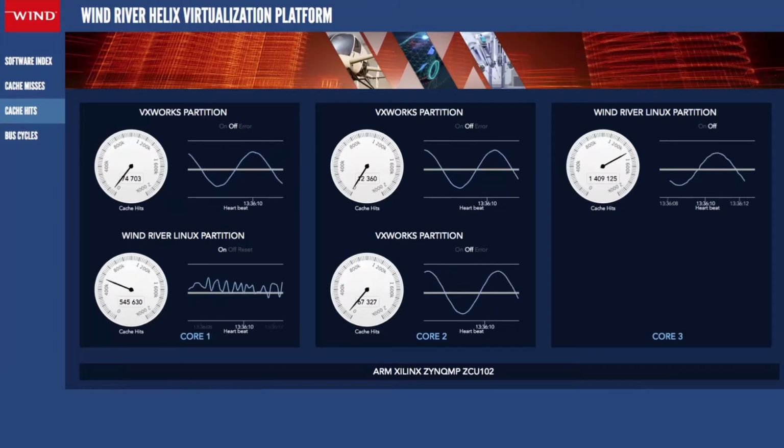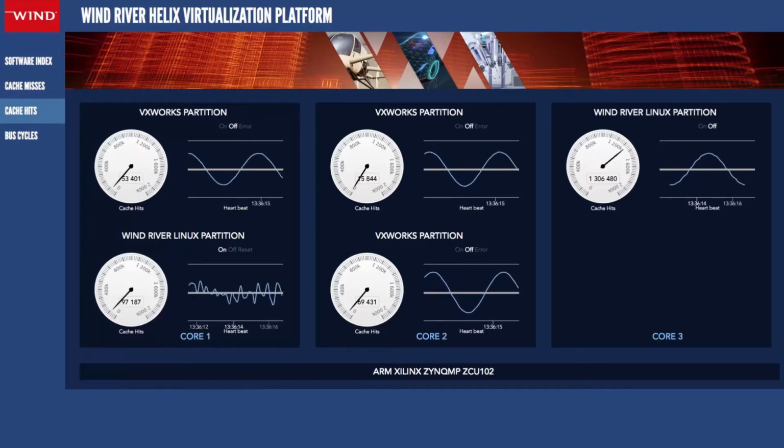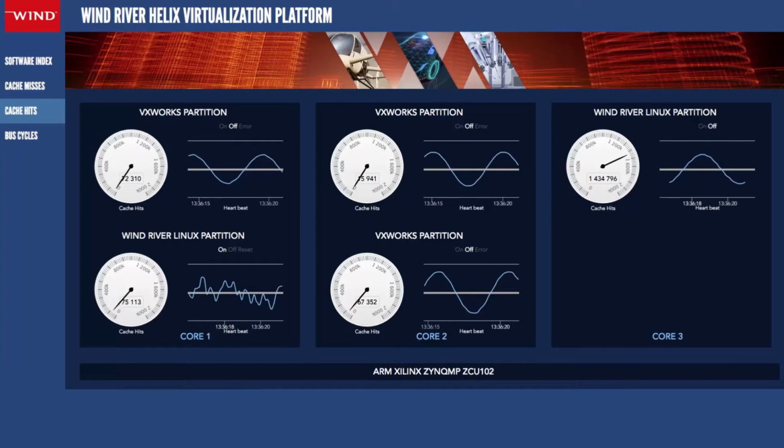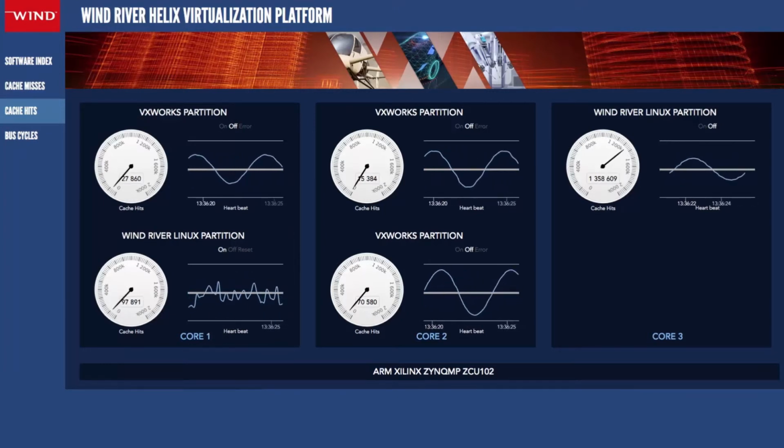The Helix Virtualization Platform health monitoring feature also ensures that a fault happening on one partition is confined to that partition. Or if desired, the fault can be propagated up to a system level.